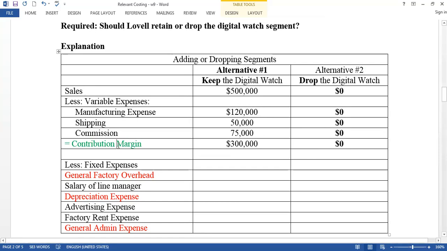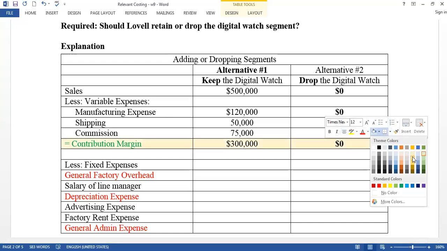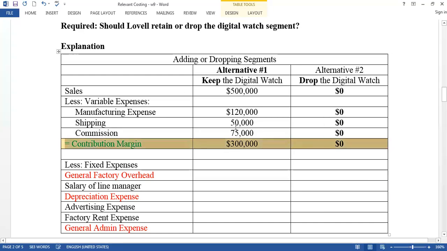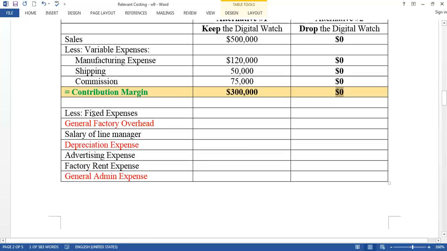So we find that if we analyze the contribution margin, if we keep our digital watch, then we have contribution margin. If we drop our digital watch, we don't have any contribution margin. Now, contribution margin minus fixed expenses.